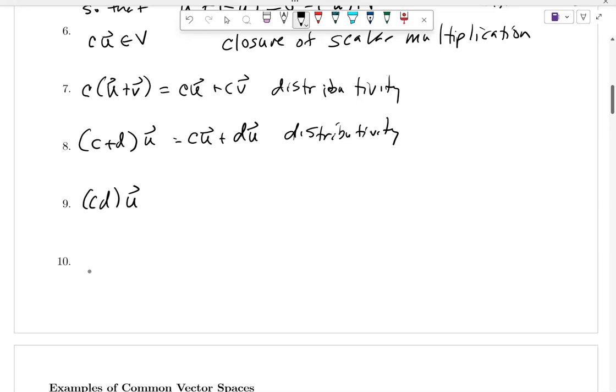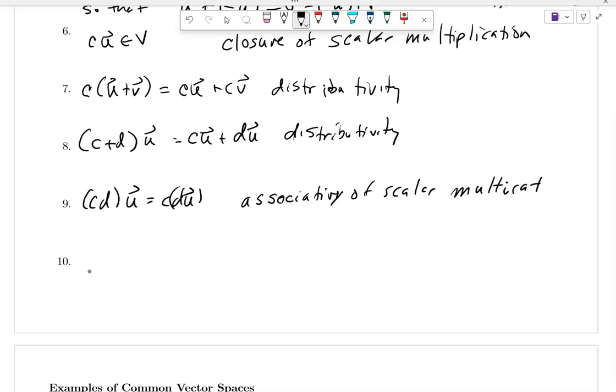All right, last two, we're almost done. This is also saying something. If I have my CD and then times U, that's the same as C times DU. This is an associativity property. If I could spell associativity, that would be helpful. I am having one heck of a time spelling today. There we go.